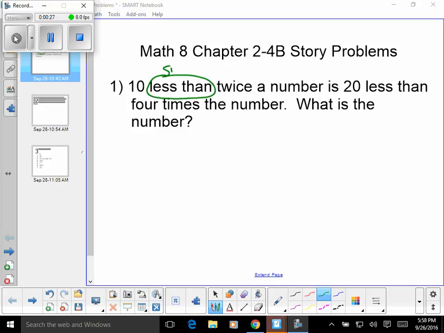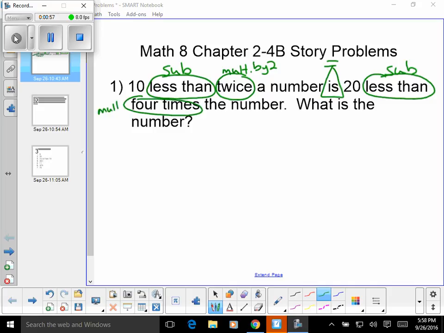Less than is subtract. Twice means to take it times 2. Then we have this word for equals: is, was, were, any of the forms of to be. Then on this side we have another less than, that's subtraction. And we have 4 times, which is multiply by 4.